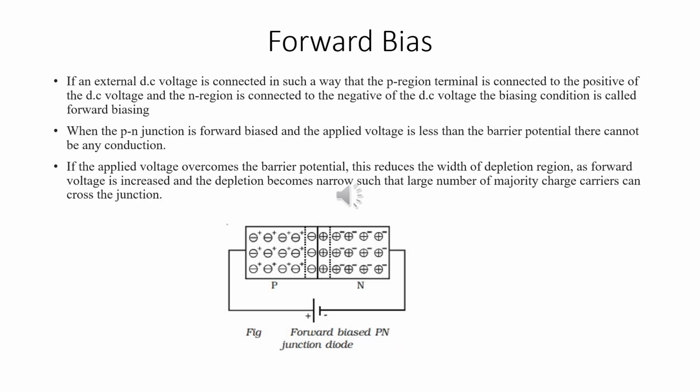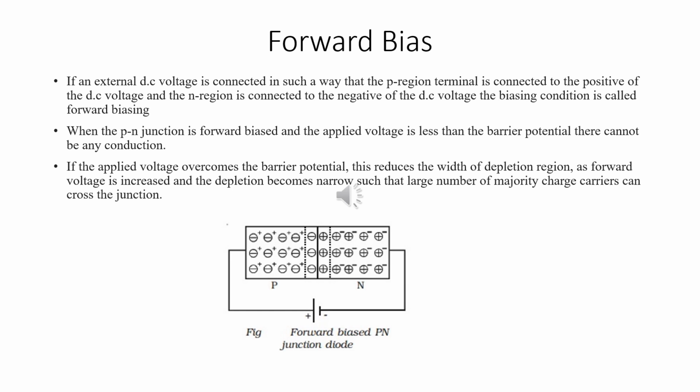If an external DC voltage is connected in such a way that the P region terminal is connected to the positive of the DC voltage and the N region is connected to the negative of the DC voltage, the biasing condition is called forward biasing. The PN junction is said to be forward biased.